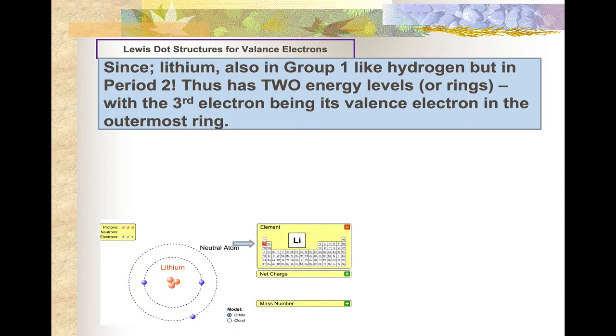So there's lithium on the periodic table. It's in group 1, but it's got 2 rings. On its first ring, just like helium, it's got 2 electrons, and it's full. Since it's atomic number 3, it has 3 protons, making it lithium, but it also has 3 electrons because it's neutral. Well, what do I do with the third one?